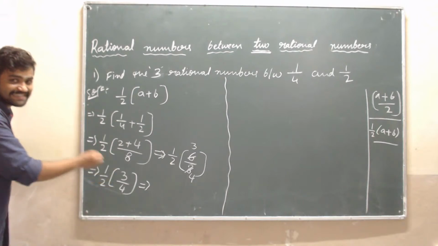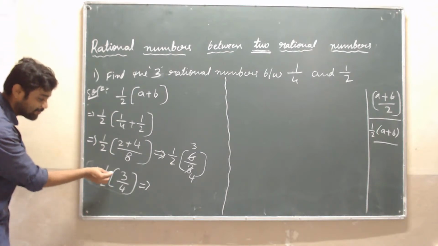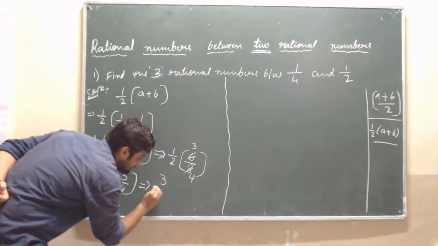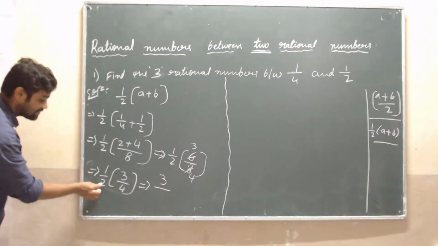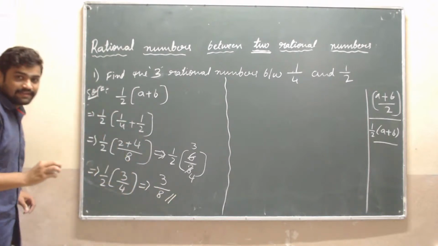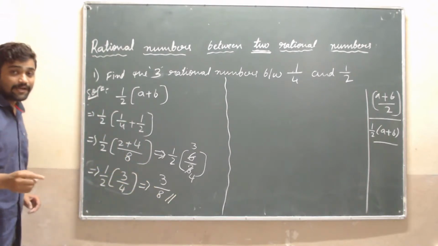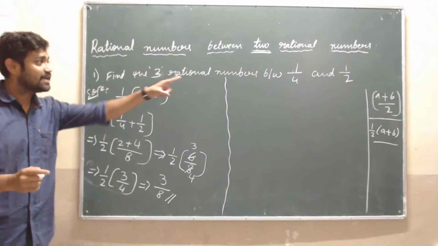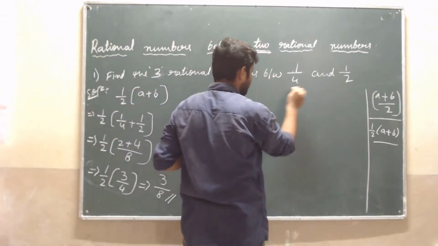multiply. This bracket indicates the multiplication. Then we have to multiply numerator and numerator. We will get 3 1s are 3. Then we have the denominator, that is 2 into 4, that is 2 4s are 8. 3 by 8 is one of the rational numbers between 1 by 4 and 1 by 2. That is, I will write it here.